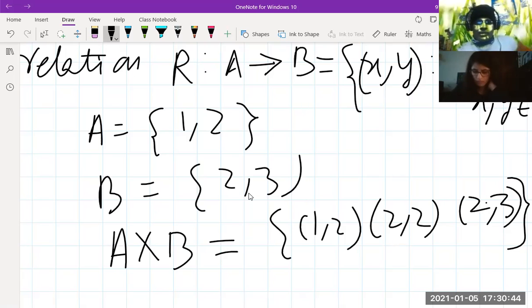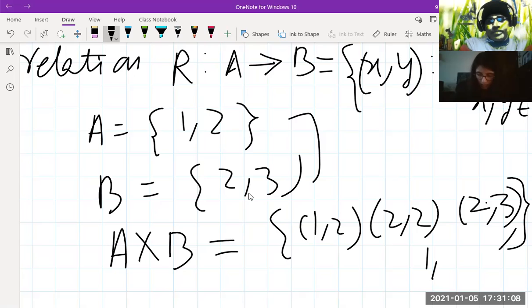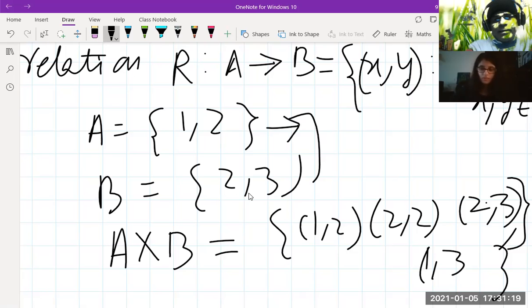Pranika, can you tell me how many relations are possible from the Cartesian product of these two sets? Sir, I'm not sure. How many elements are there in set A? Two elements, and in set B, two elements. So the total number will be 2 into 2, 4.